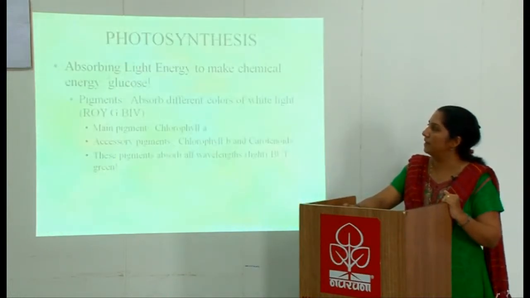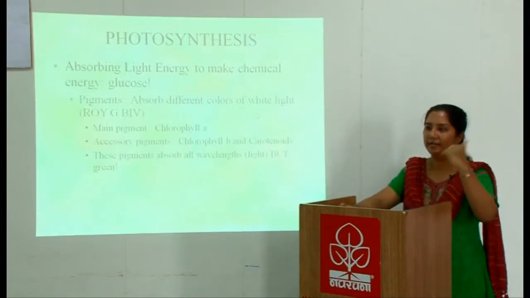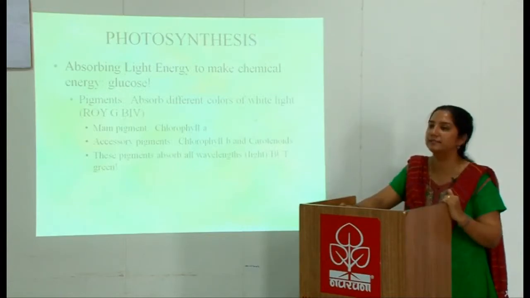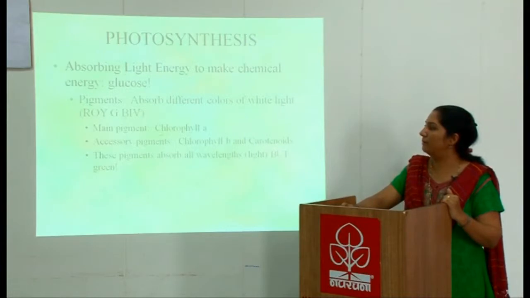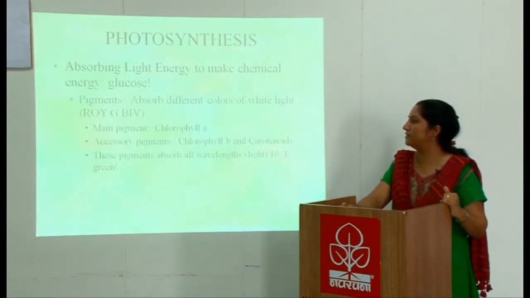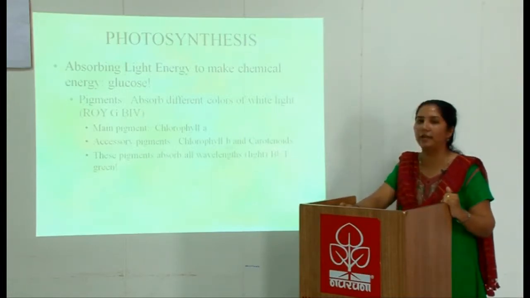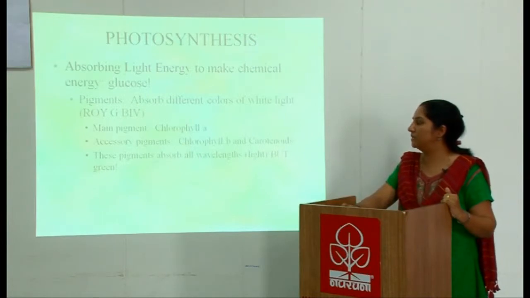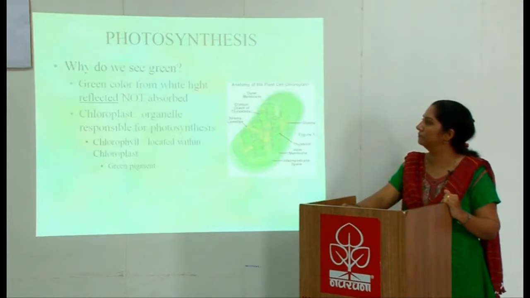Photosynthesis absorbs light to make chemical energy, which is the glucose, and it absorbs different colors of white light. The white light is reflected in, and the transmitted light is the green color. The main pigment is chlorophyll A, and the accessory pigments are chlorophyll B and the carotenoids. Now these pigments absorb all wavelengths except green.